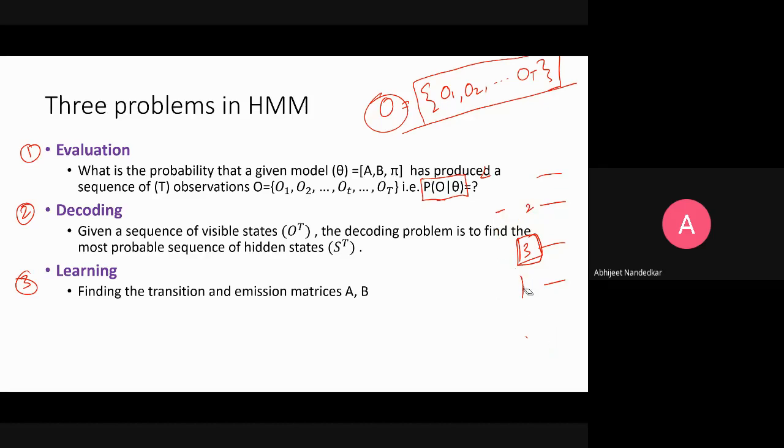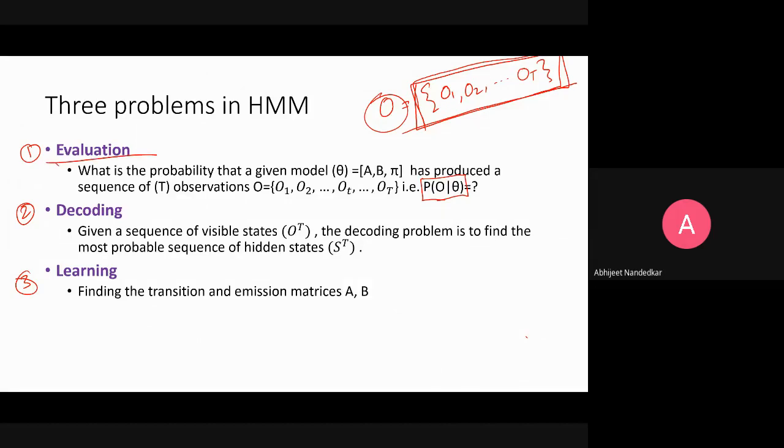Okay, so in the same way, instead of words here, we call them symbols. These are observable symbols. Then who has produced this? Which model has produced this? That we want to find out. So that is called the evaluation problem.